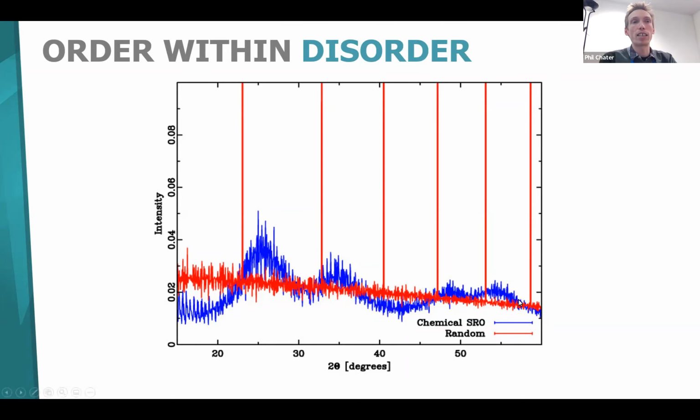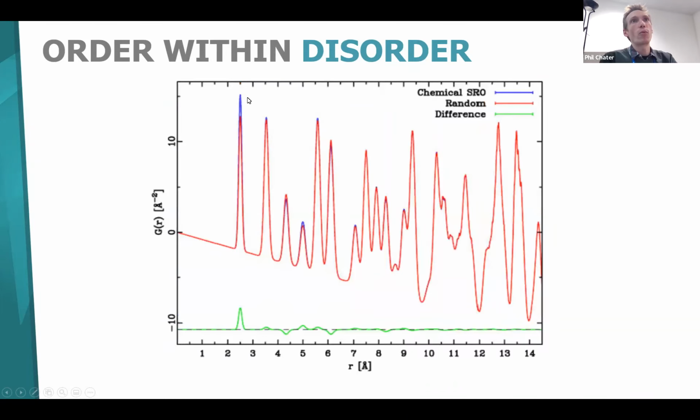And although we can interpret the data on this scale, what we typically do is look at the PDF, and there we can see the difference between these two arrangements. I'm going to go into a bit more detail about what PDF is in a little while. So for now, just believe me that the PDF is sensitive to this type of short-range ordering.